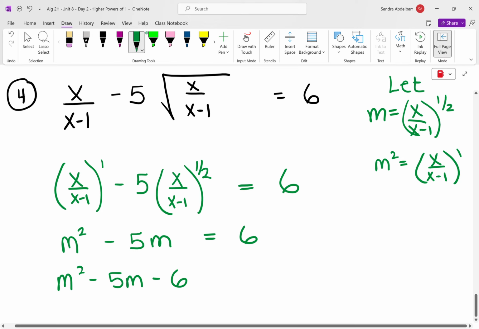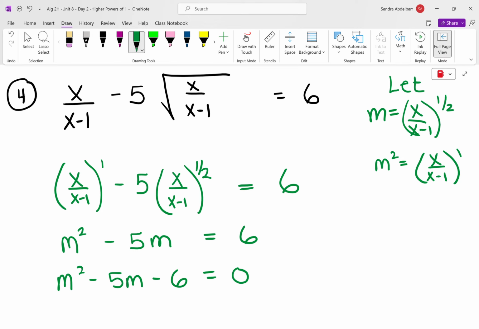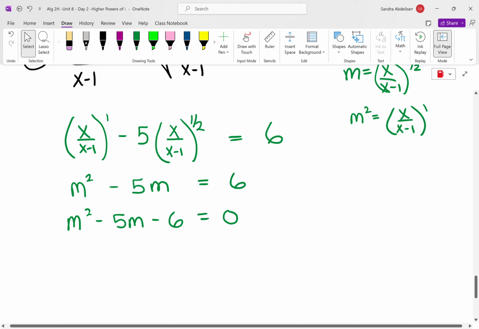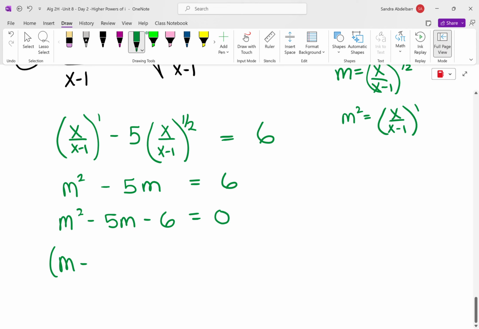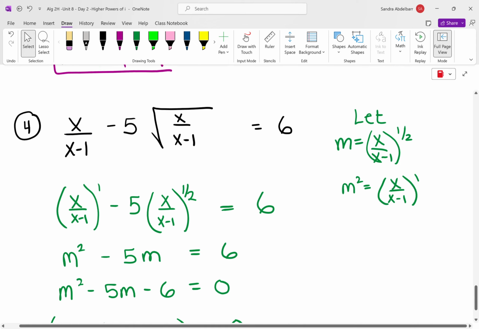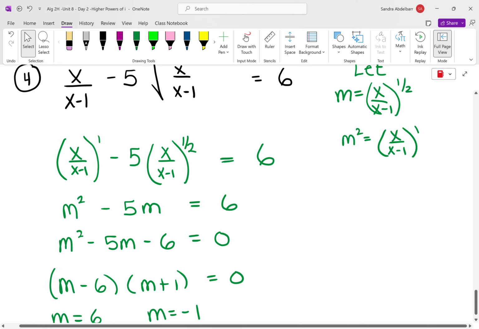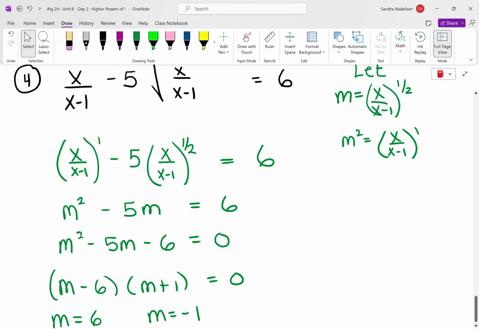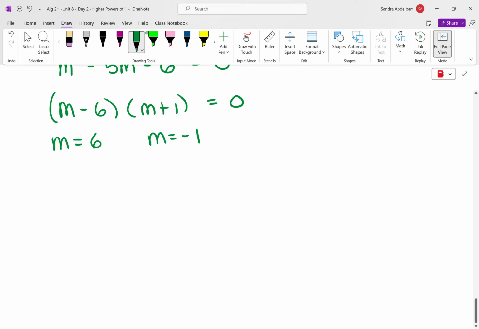So I'm going to factor this. I'm going to bring that 6 over. M squared minus 5m minus 6 is equal to 0. Let's factor. We're going to have m minus 6, m plus 1, and we will now get m equals 6, m equals negative 1. Are these my answers? No, this is the painful part. Actually, it's not even that painful. The check is the most painful.